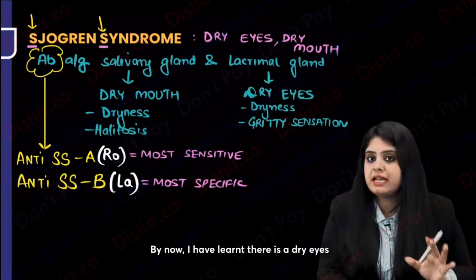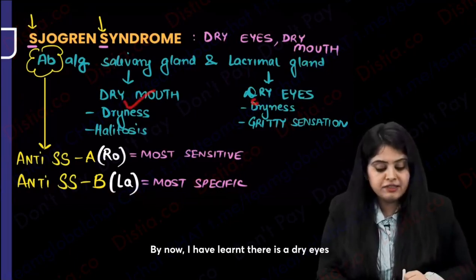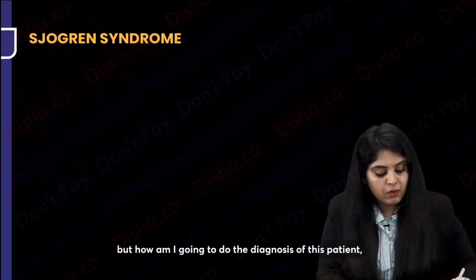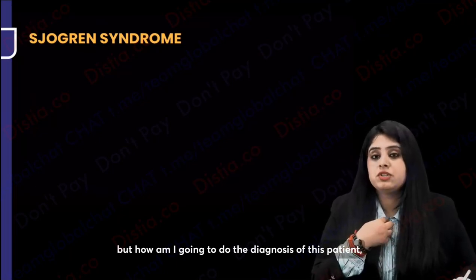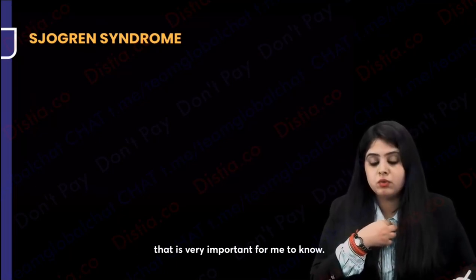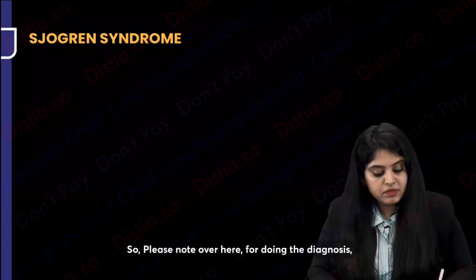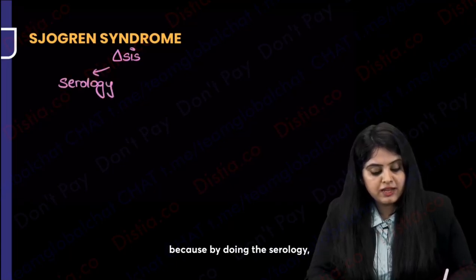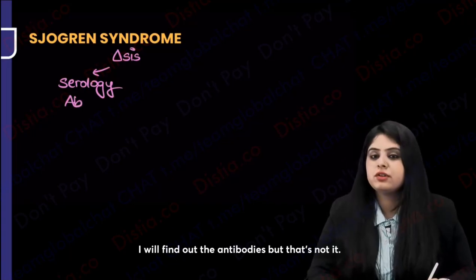The story is not over. By now, I have learned there's a dry eyes and dry mouth syndrome caused by anti-SSA and anti-SSB. But how am I going to do the diagnosis of this patient? That is very, very important for me to know. So, please note over here. For doing the diagnosis, first and foremost, I am going to do the serology, because by doing the serology, I will find out the antibodies, but that's not it.